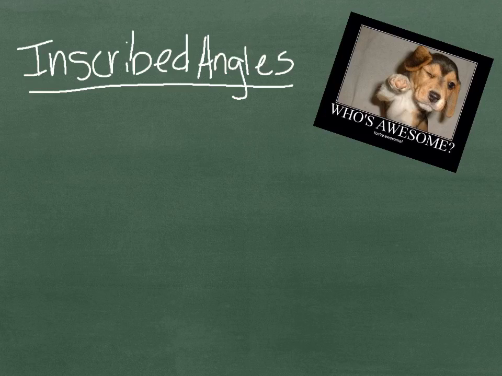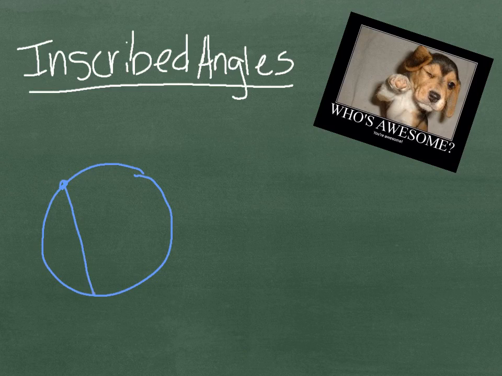So real quick, before we pop into the examples, let's get a definition of what an inscribed angle is. Let me show you a picture first. Here's our circle, and an inscribed angle is going to look like this. Hopefully you understand that this is different from a central angle because its vertex is not in the center.